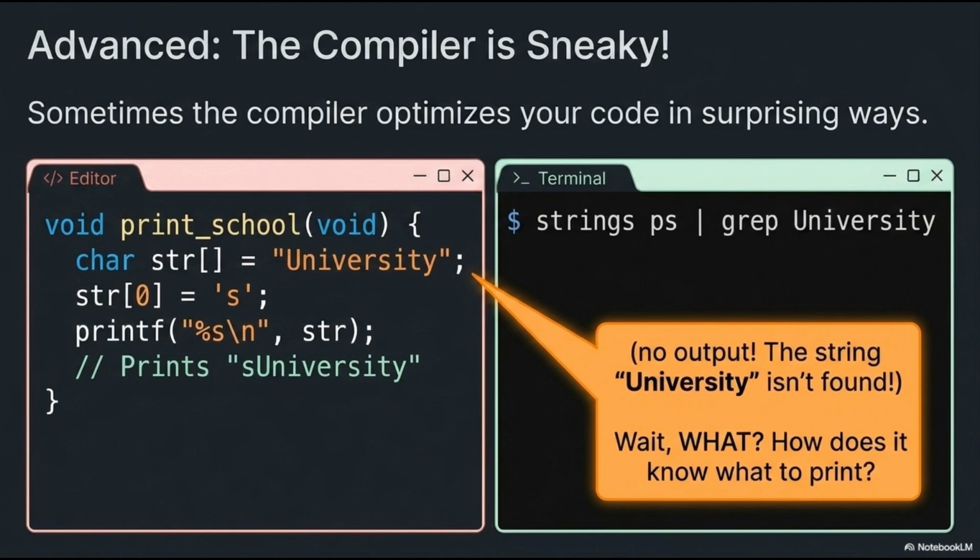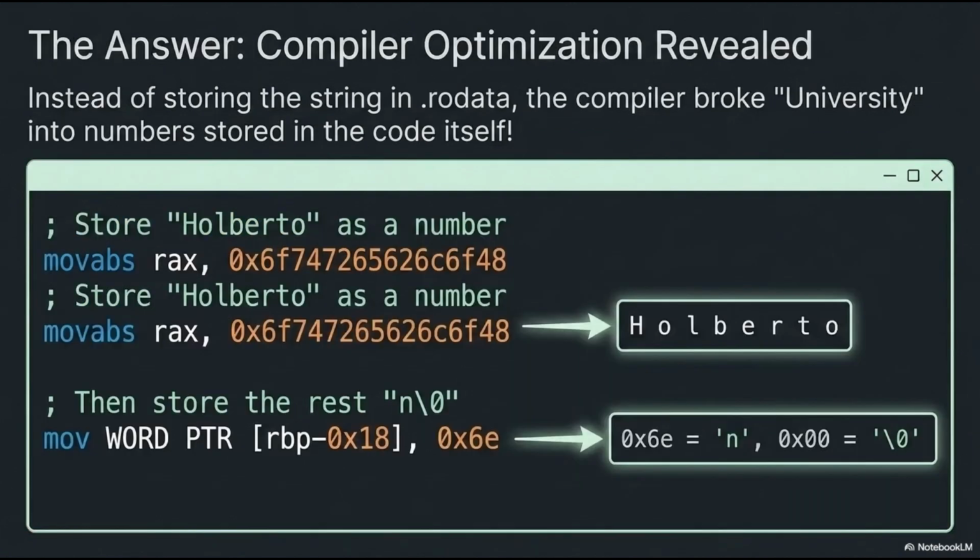But strangely enough, when we run our strings command and search for the word university in the compiled executable, our terminal outputs absolutely nothing. The string just isn't there. So how is the program printing a string that doesn't actually exist in the file? Well, the answer reveals itself when we look at the raw assembly code. Instead of storing a nice, continuous, readable string in .rodata, the compiler decided to be hyper-efficient.